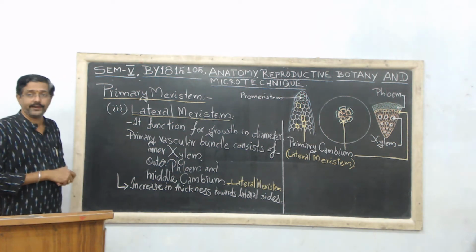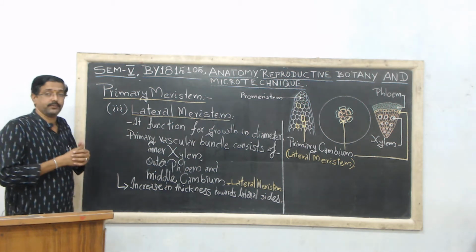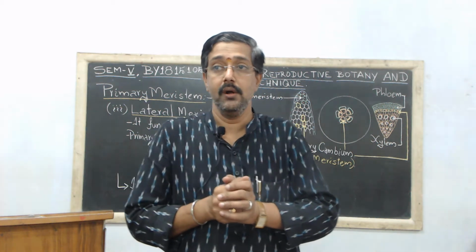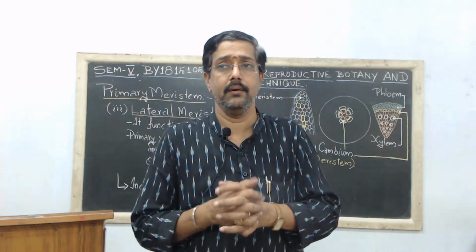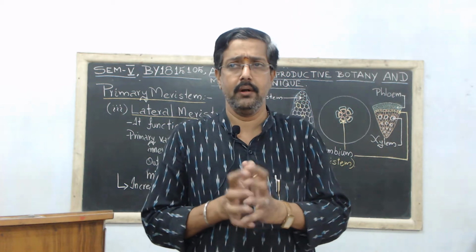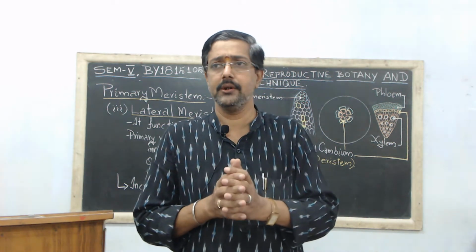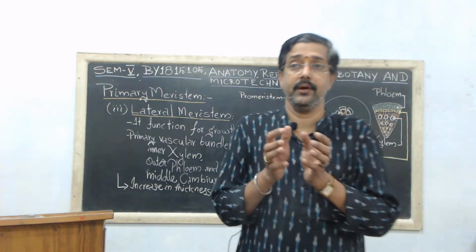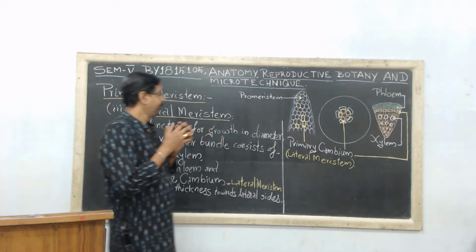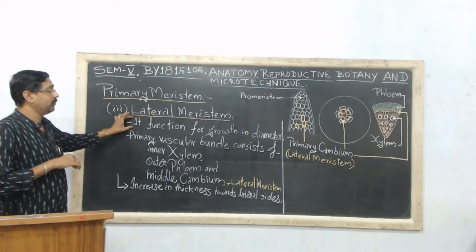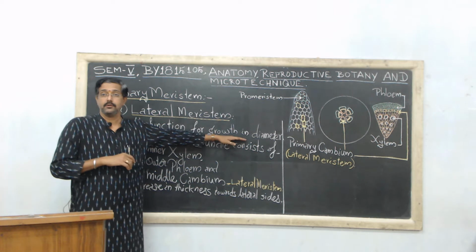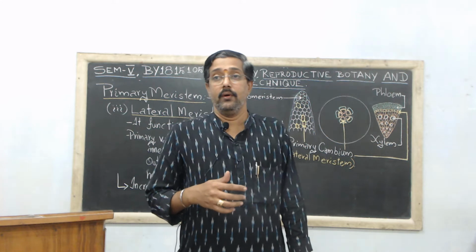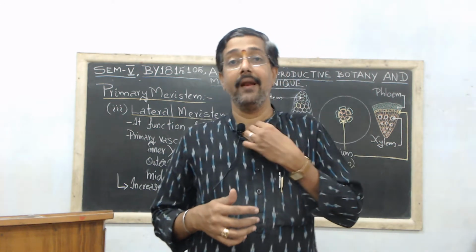And what is the function or role of this lateral meristem in growth and development, which is more important? Ultimately, the lateral meristem substantiates the actual development of the vascular system in the plant body. Here it functions for growth in diameter. Normally, in the early stages of plant growth, we can see only the increase in length.